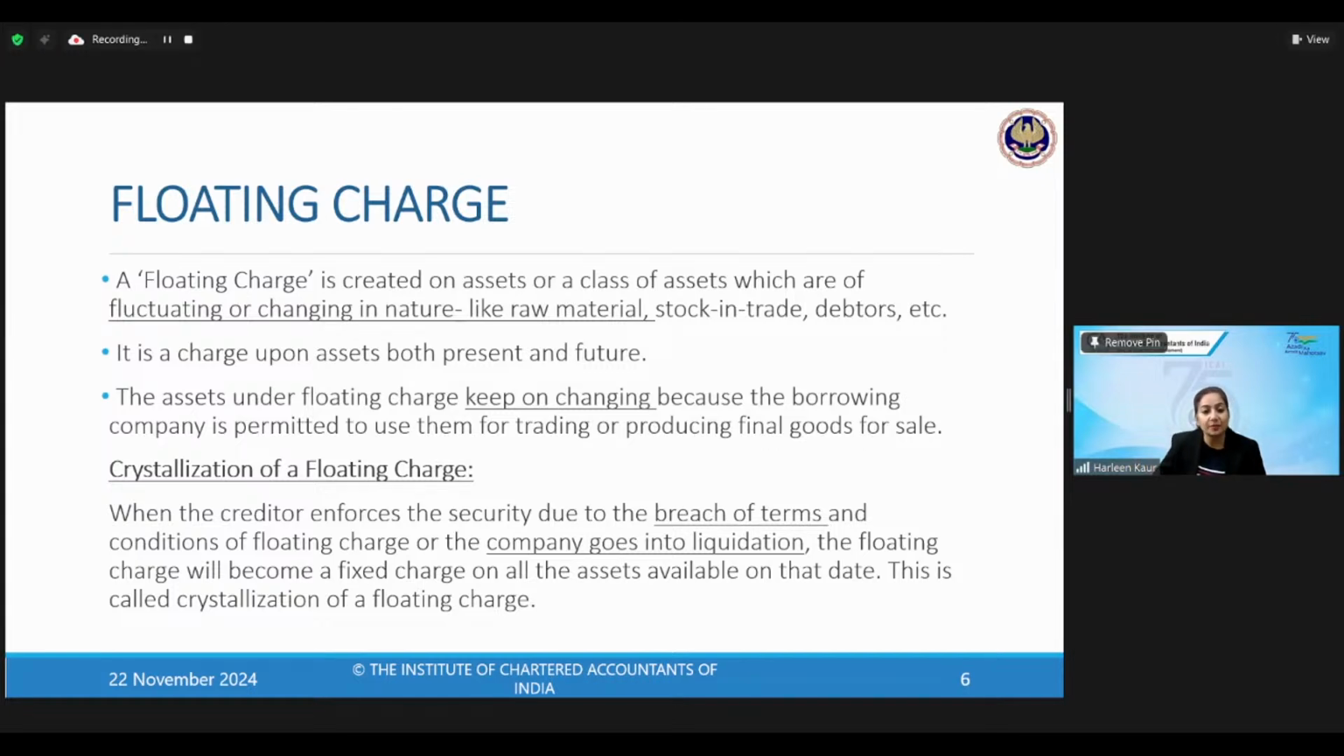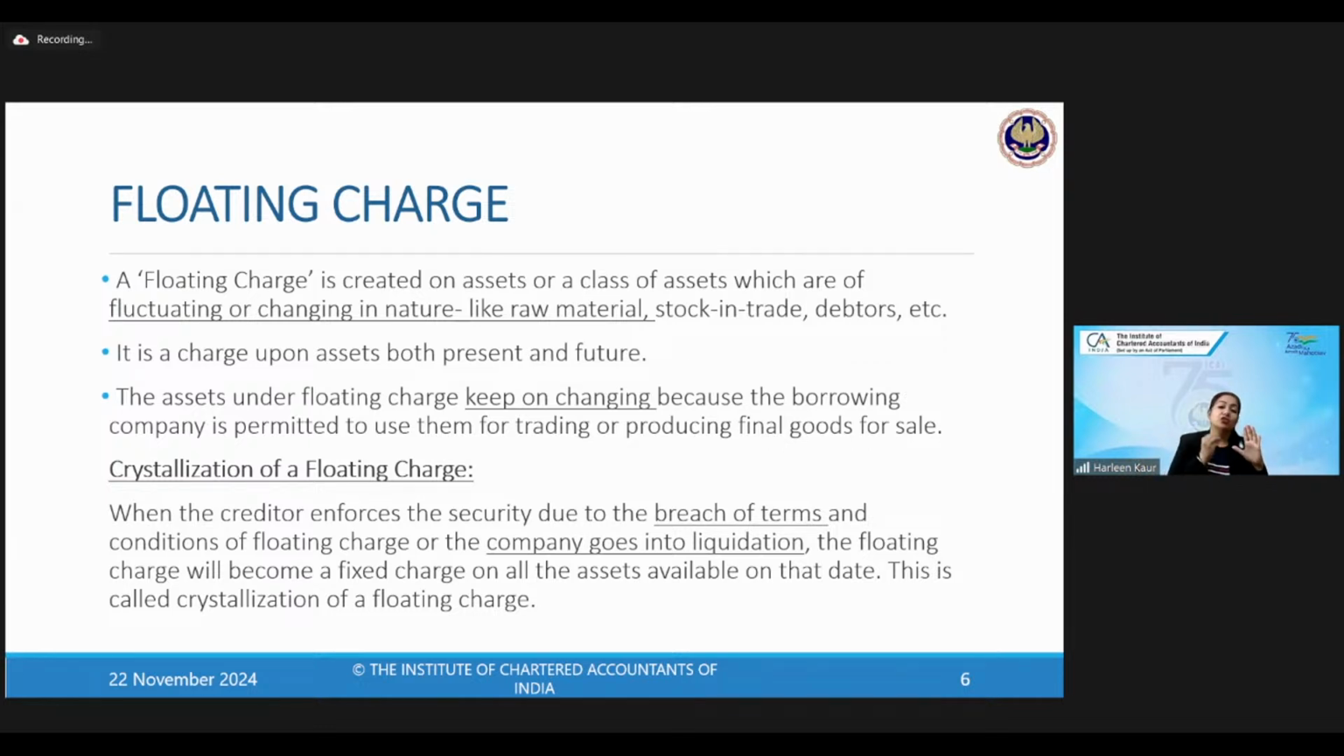Yes, Khushbu, that's absolutely correct. He can take possession of the assets if the company doesn't repay the loan. Absolutely correct. So crystallization of floating charges means I have given the floating charges, all these biscuit packets, chips packets, salt, sugar, everything is given as a charge.